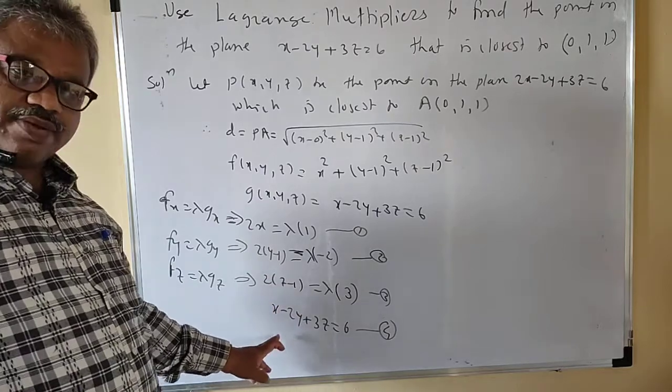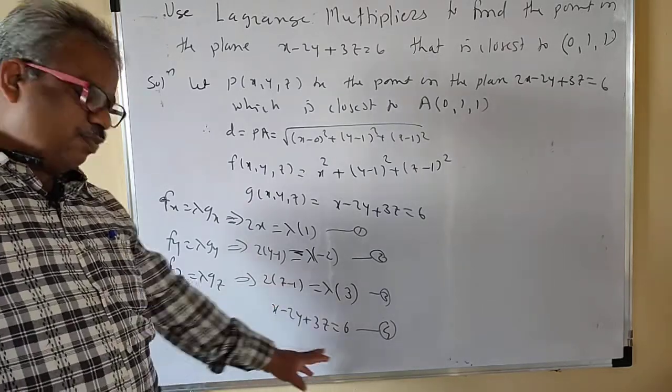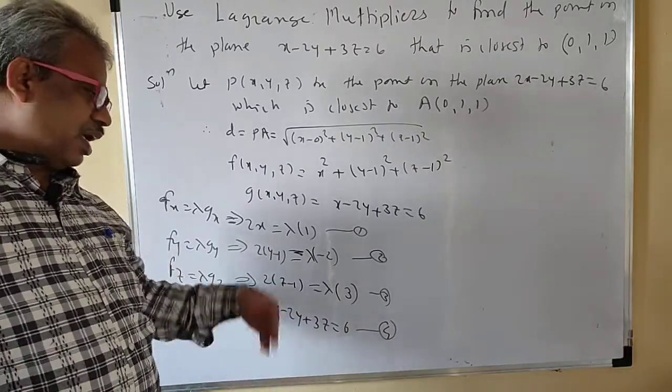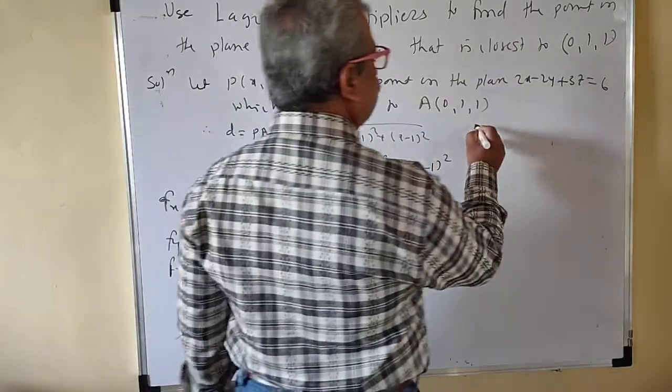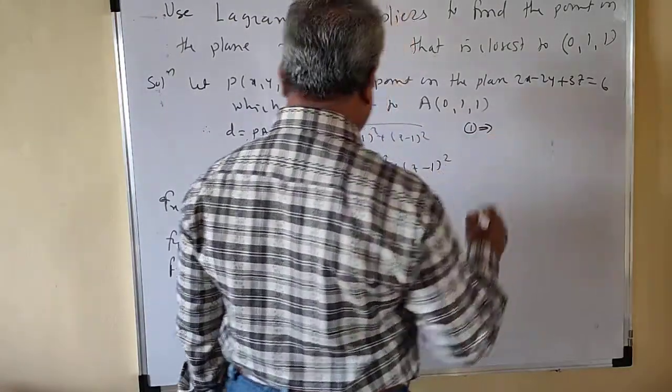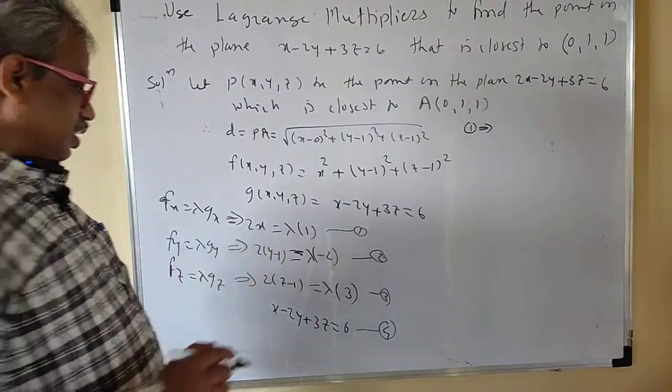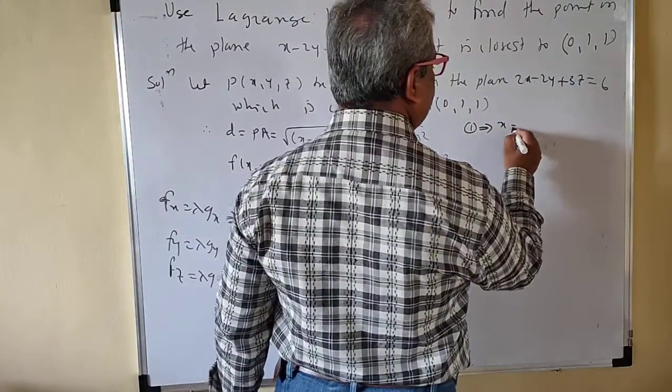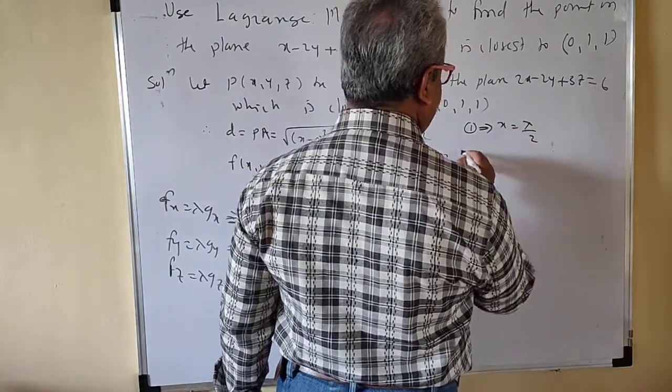So x, y, z. I get the value of x, y, z in terms of lambda. I put it here and I get the value of lambda. Again, I will get the value of this. Okay. So equation 1 implies that I will find the value of x here. So x is equal to lambda by 2.